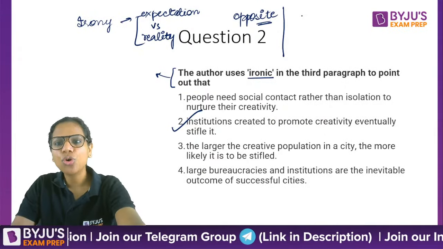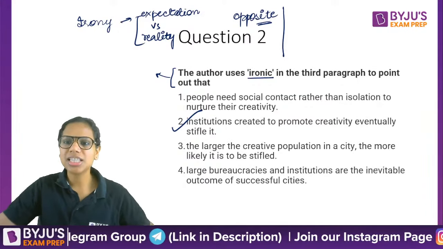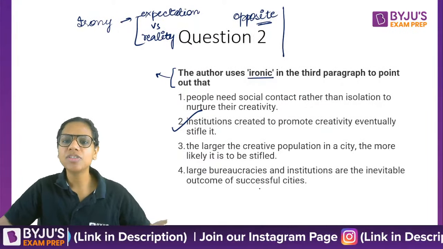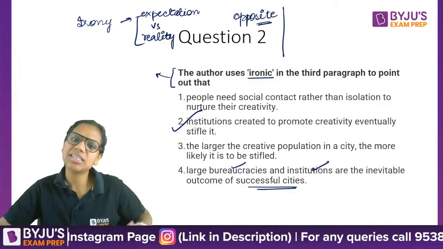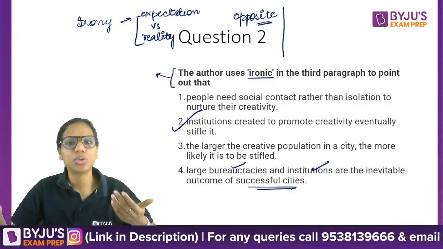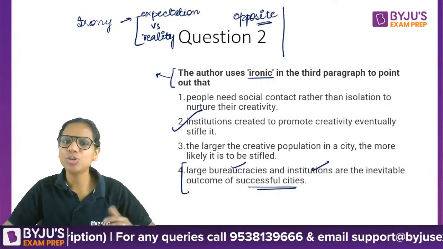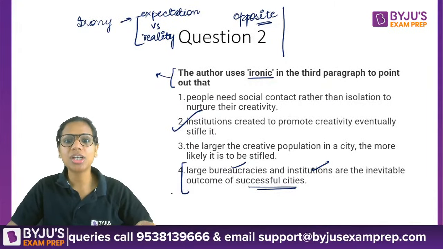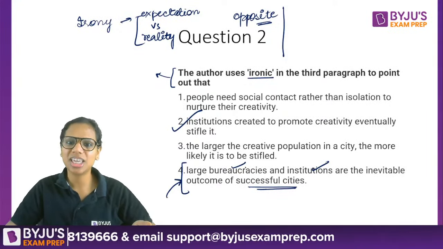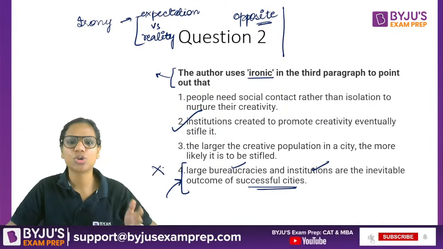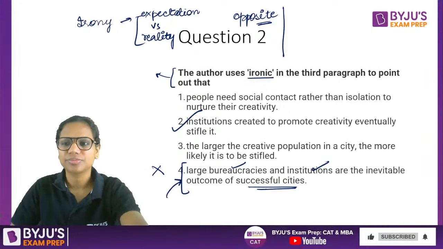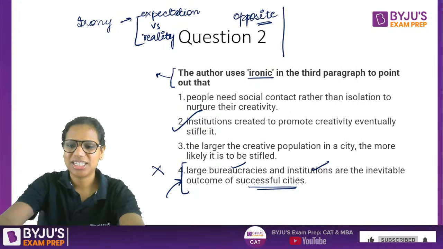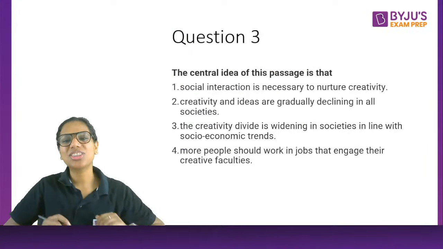Absolutely correct. 4 says that they are the outcome of successful cities. So fine, bureaucracies and institutions exist in successful cities. What is ironic about it? Did we not expect them to exist? If we did not expect them to exist, and then they came to be, then it would be ironic. But that's not the point in our passage. Okay? All right. Question 3.